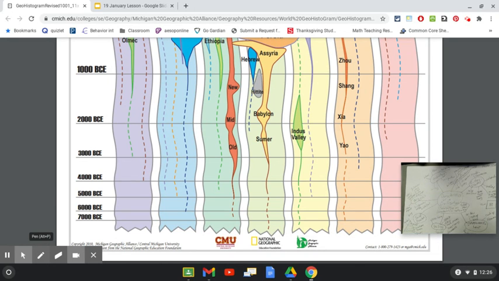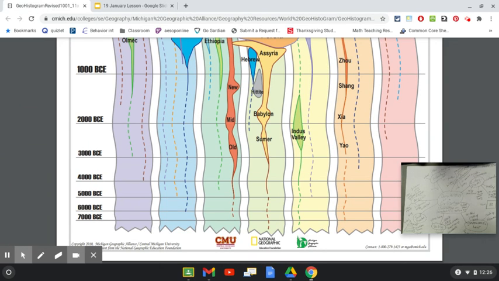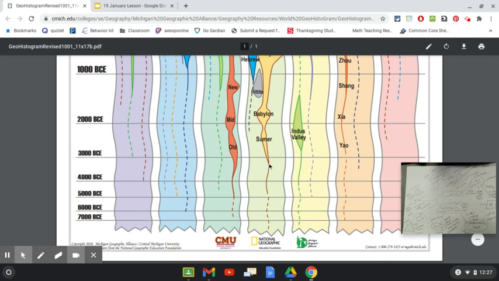Everyone is going to be using the backside of this today, so keep that available. But I said to you in the question of the day, I can't remember the exact wording, but I asked you to examine when does the Sumer civilization begin. This is a geohistogram, so we certainly do not have an exact year. We cannot exactly hone in on when it begins.